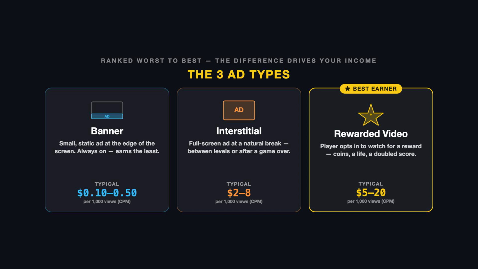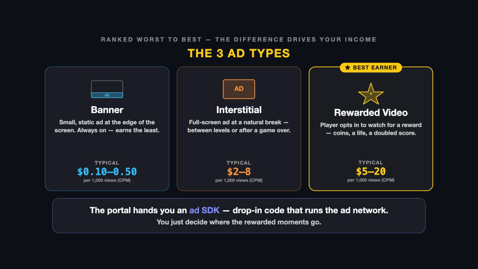Third, and the best of the 3, rewarded video. The player chooses to watch a short ad in exchange for a reward. Extra coins. A second life. Doubling their score. Rewarded ads pay the most, and players genuinely like them, because they opted in, and got something for it. In practice, the portal hands you an ad SDK. That is a small piece of code you drop into your game. It handles the ad network for you, so you just decide where the ad moments go. Design those moments well, and rewarded video becomes your biggest single earner.